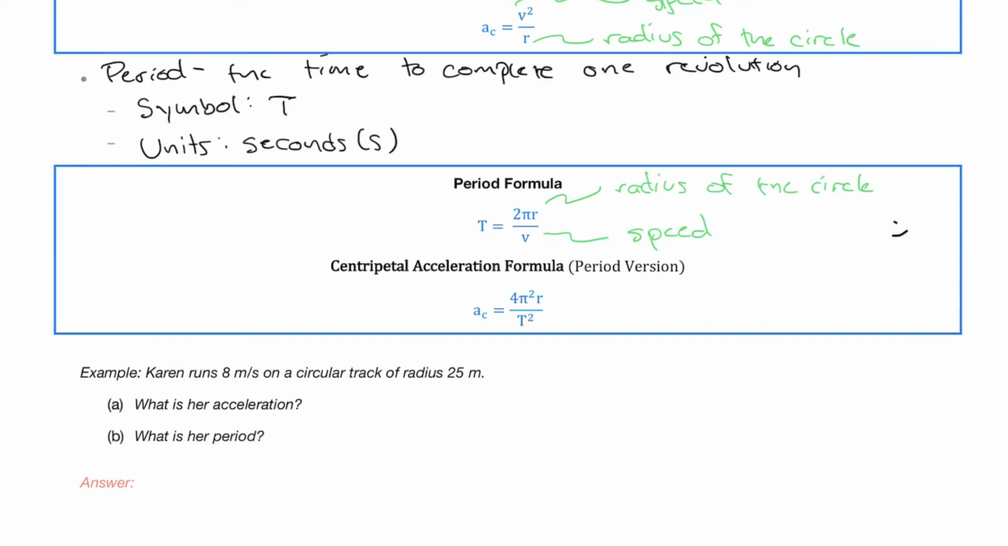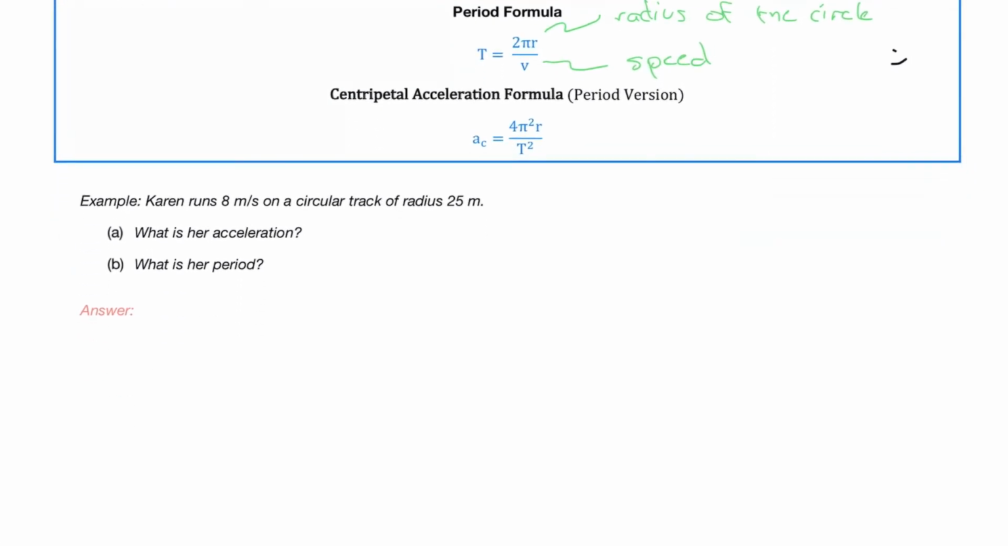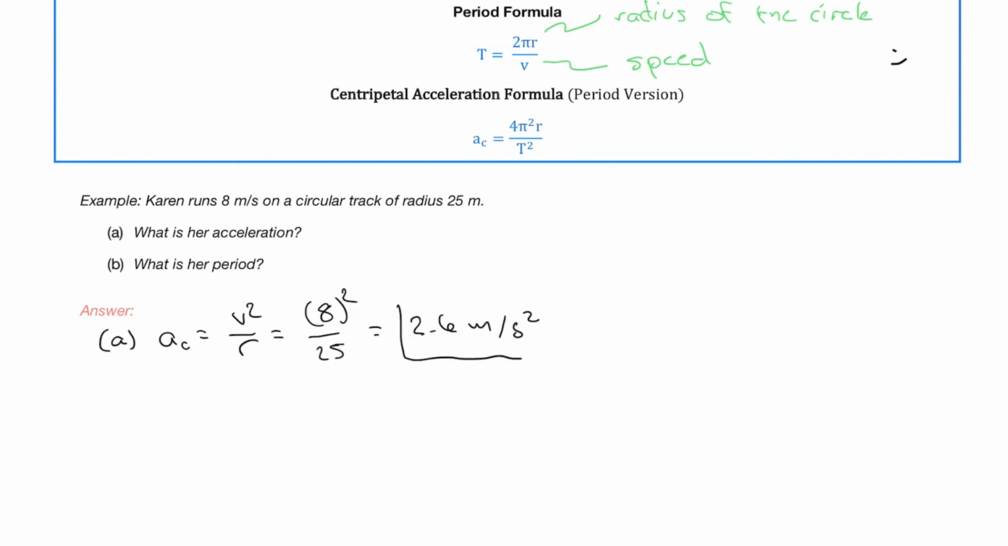We'll see centripetal acceleration in many chapters later, but let's just do a simple problem now just to make sure we understand these formulas. In this example, we have Karen running on a circular track. To find her acceleration, we just take the information given to us and plug it into v squared over r. In this case, we just plug those numbers in, simplify, and get 2.6 meters per second squared, where that's the magnitude of her acceleration, and we know the direction of it is always towards the center of the track.